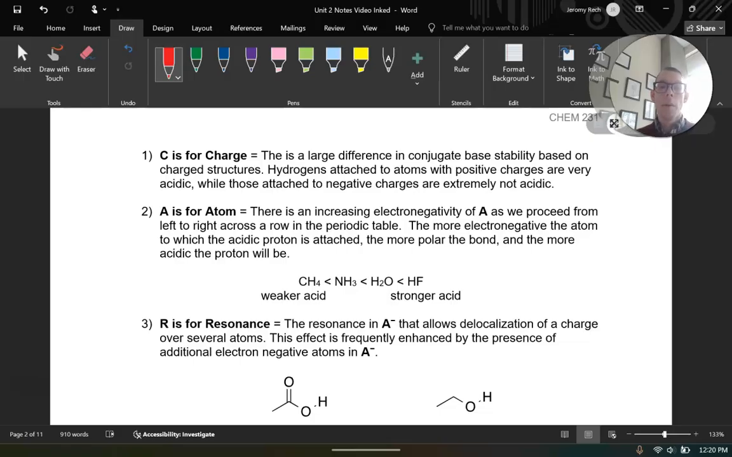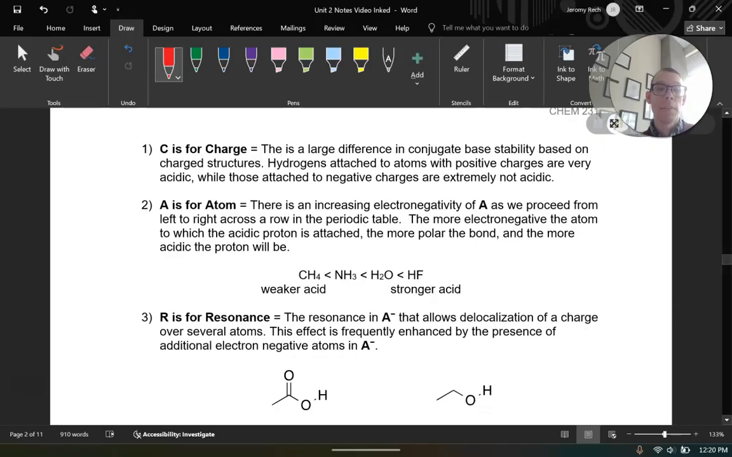Those are going to be our major contributors to resonance. Same thing here. If you have things that are neutral compared to things that are charged, our neutral species are going to be way better than our negative species in terms of stability. So if your original structure carries a positive charge, that's going to be a lot more acidic, with protons connected to that atom, compared to things that are neutral.